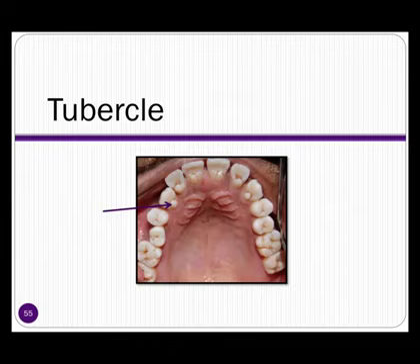So here is what a cingulum looks like. If you have a cingulum on your anterior teeth, you can feel that bump. This is kind of an exaggerated picture. Most are not this pronounced. Although my husband does have cingulum on, I think, most of his upper maxillary anterior teeth.